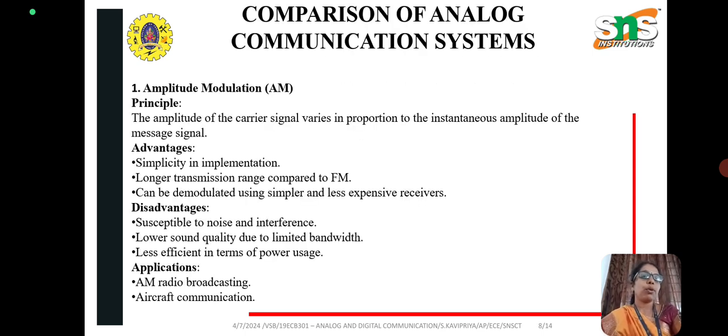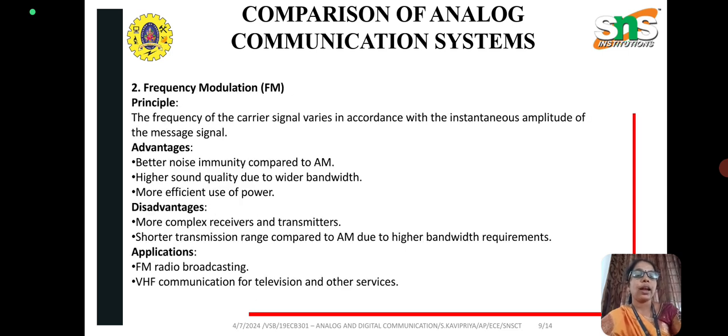Next, we are going to see the comparison of various analog modulation systems. First one is amplitude modulation. Here the amplitude of the carrier signal is varied in accordance with the amplitude of the input signal. Advantage is that it is very simple, has longer transmission range when compared to FM, and can be easily demodulated. Drawback is that it is susceptible to noise and interference, has lower sound quality, and is less efficient in terms of power usage. Application is that it is used in AM radio broadcasting and also in aircraft communication.